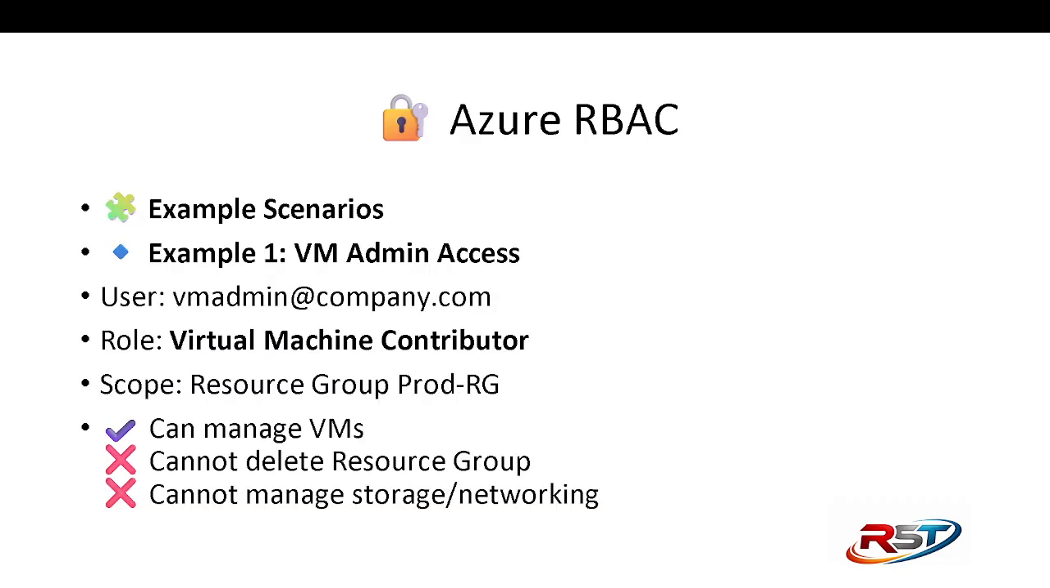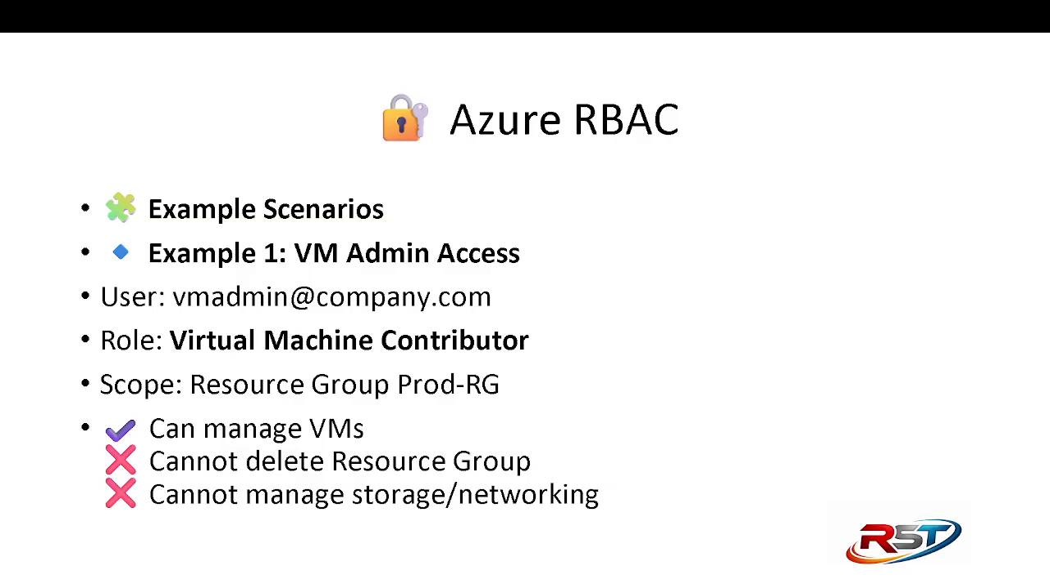Example scenarios. Example one, VM admin access. Suppose we have to provide VM admin access to one specific user. The username, let's say in this example, is vmadmin@company.com. What is the role we have to assign? The Virtual Machine Contributor role. If we assign the Virtual Machine Contributor role, we have to select the scope also. Here I have mentioned the resource group name, prod RG. So for scope we mention the resource group prod RG.